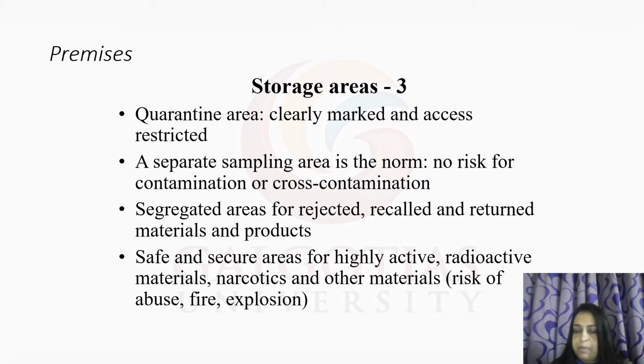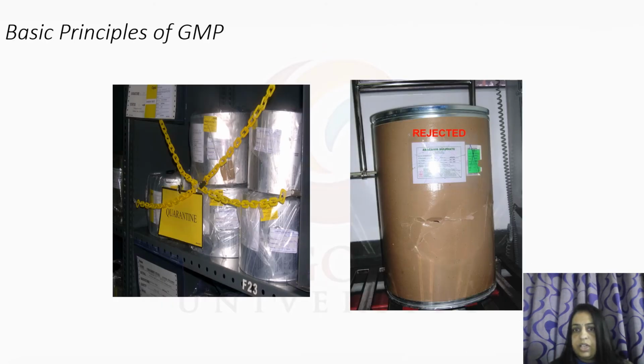There should be no risk of contamination or cross-contamination. There should be segregated areas for rejected, recalled and returned materials and products, and safe and secure areas for highly active radioactive material, narcotics and other materials where there may be chances of abuse, fire or explosion. So rejected materials are kept separately, and quarantined materials are kept separately.